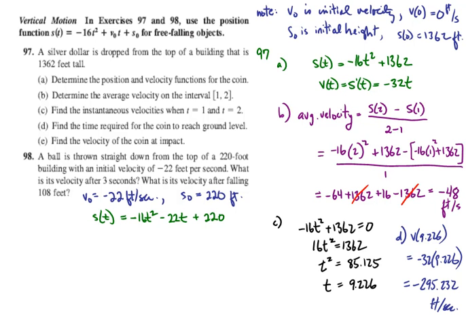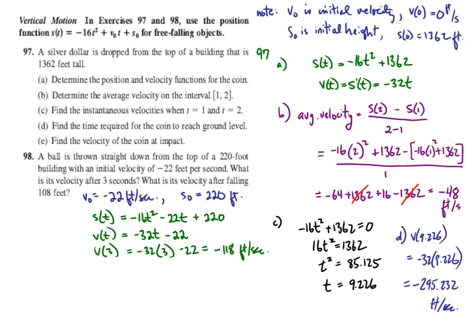What we're looking for, first of all, is what is its velocity after 3 seconds? So we'll need to find the velocity function here. And v of t will be negative 32t minus 22. To find the velocity at 3 seconds, we simply plug in t equals 3 into that equation. And we'll have negative 32 times 3, which is negative 96, minus 22, which gives us negative 118 feet per second. So that's the velocity at 3 seconds.